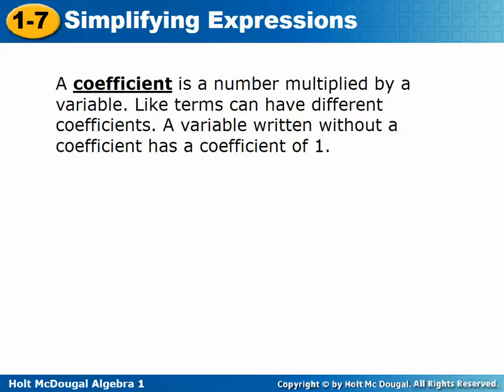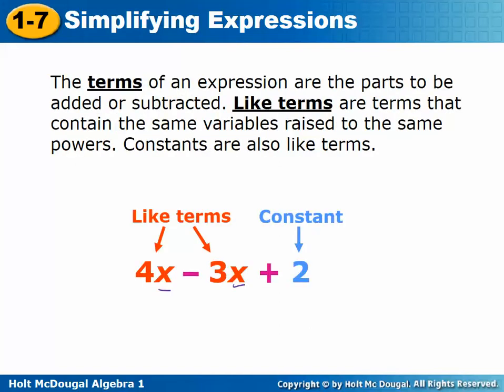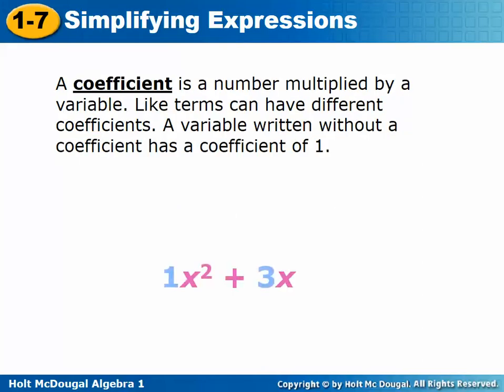The way that we combine like terms is you look at the coefficients. The coefficients are the numbers in front of the terms. So this coefficient is 4, this coefficient is minus 3. And we would combine those in order to find our like terms. If there is a variable that does not have a number in front of it, like x squared plus 3x, then you can put a 1 there. The coefficient of any variable without a number in front of it is 1.